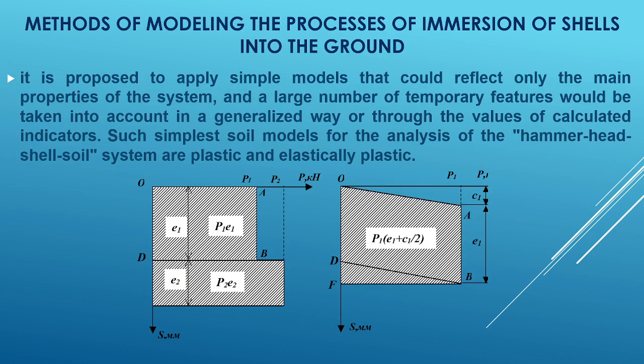Methods of modeling the progress of immersion of the shell into the ground are shown on this slide. It is proposed to apply simple models that could reflect only the main properties of the system, and a large number of temporary features would be taken into account in a generalized way or through the values of calculated indicators. Such simplest soil models for the analysis of the hammer-shell-soil system are plastic and elastic.